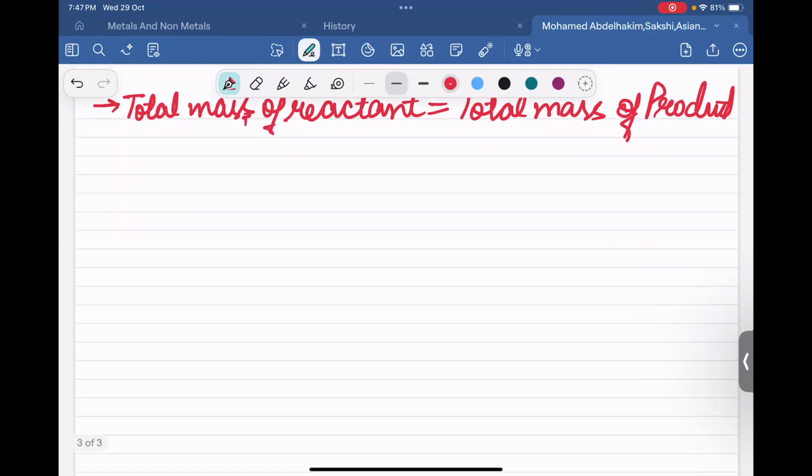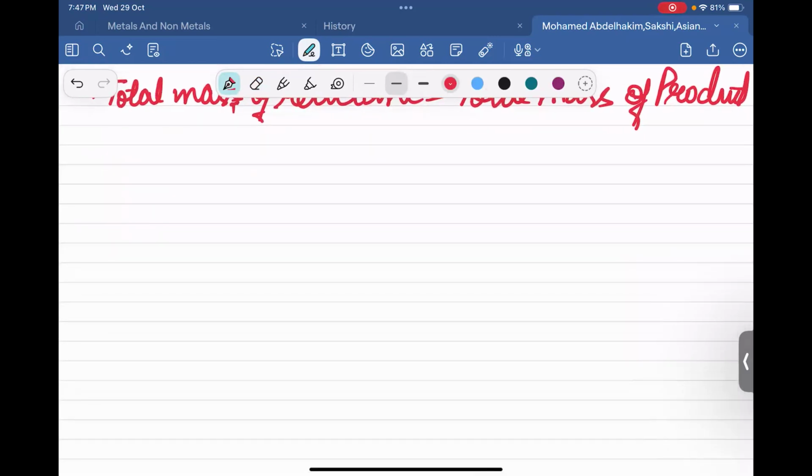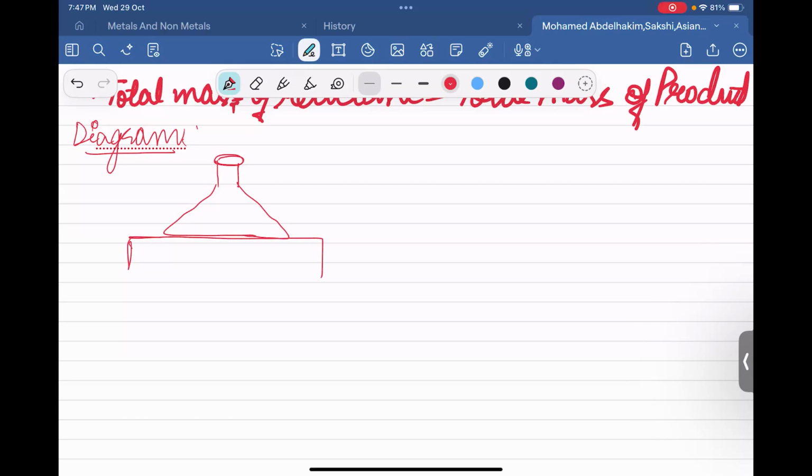I'm giving you a very small diagram and I will tell you how this is possible. So I'm having a container, and it is on a weighing balance. Weighing machine, we can say. You know the weighing machine? Yes, ma'am. Okay.